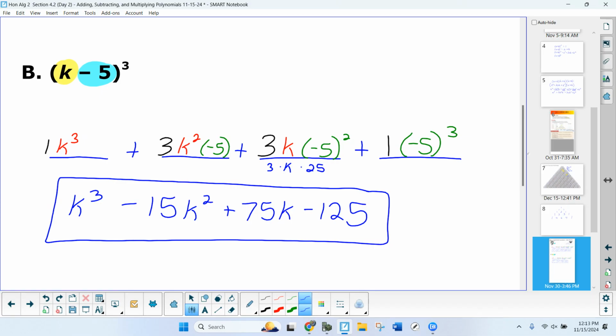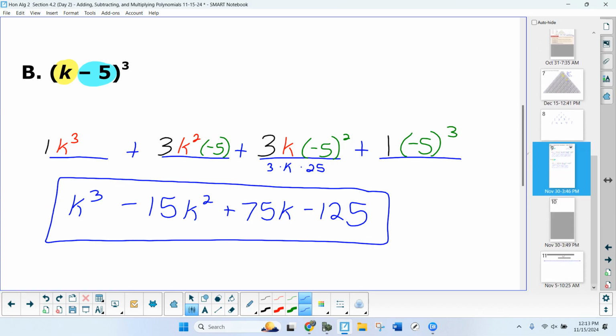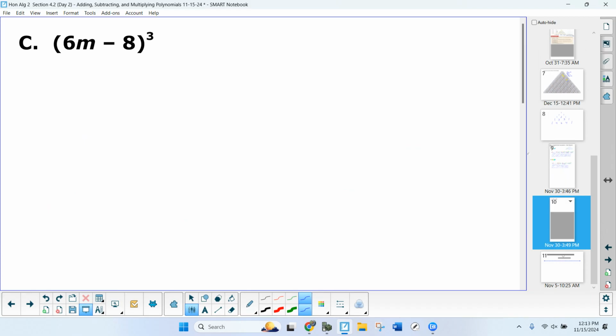Okay. Questions on B. What do you guys think of this so far? Yeah, okay. What's going to make this one harder? 6 with the M. Okay. So don't look ahead of me on this because this one definitely has a little trick we have to be careful with. Paige, how many terms do I have? 4. 1, 2, 3, 4.